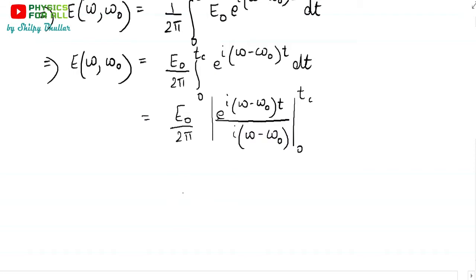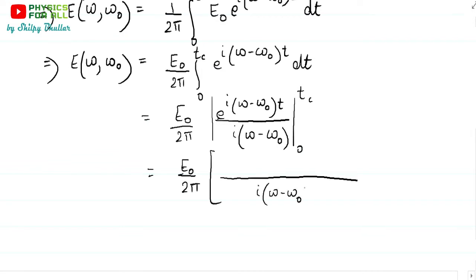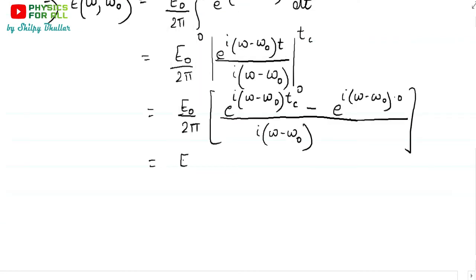Now let's substitute the values. What do we get? I'm going to use square brackets as I'm substituting the values. Denominator remains the same. And here, e raised to iota omega minus omega naught tc, minus e raised to iota omega minus omega naught into 0. This implies e upon 2 pi, which would remain as it is. We can't solve it further. But here, this is e raised to power iota omega minus omega naught into 0. So anything multiplied by 0 is 0.